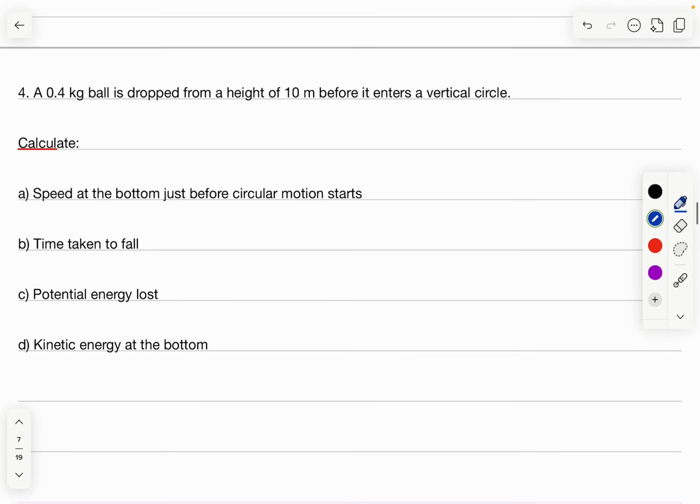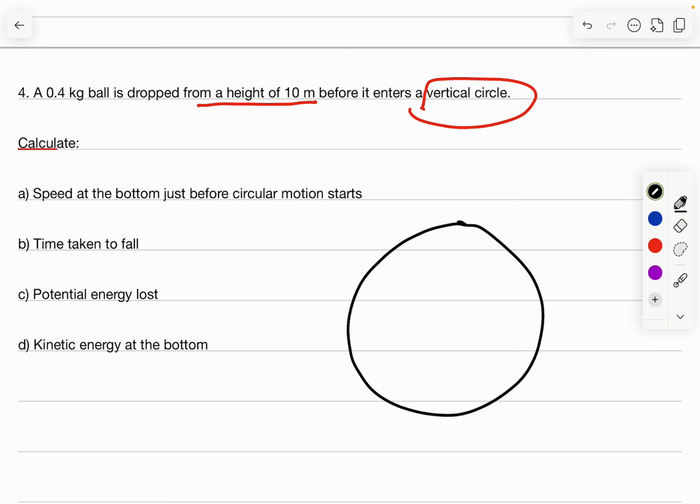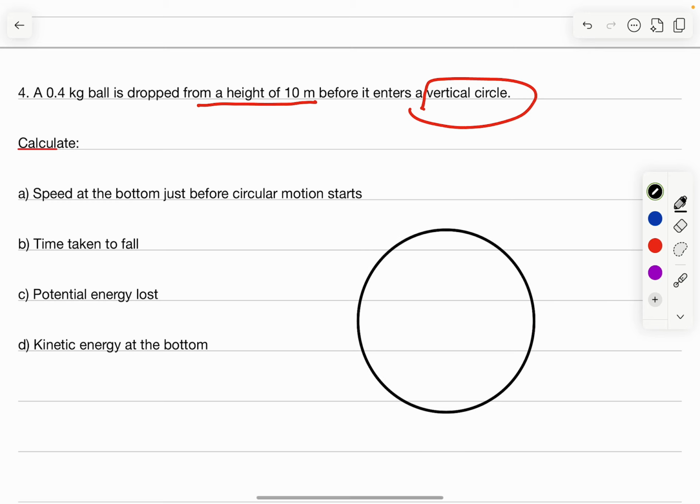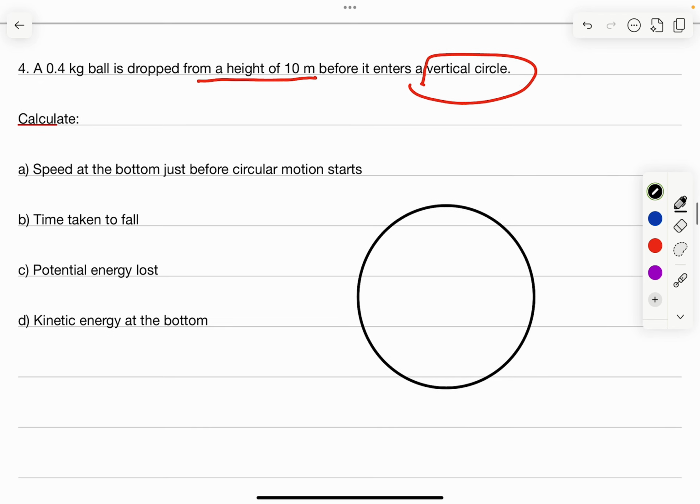Number 4, they are talking about a 0.5 kilogram ball dropped from a height of 10 meters before it enters a vertical circle. Let's draw our vertical circle. You must draw the scenario first. You cannot just think of things that you don't see. A 0.5 kilogram ball is dropped from a height of 10 meters before it enters a vertical circle.